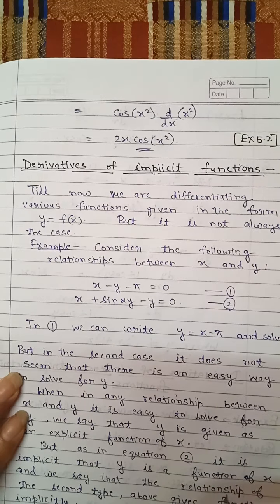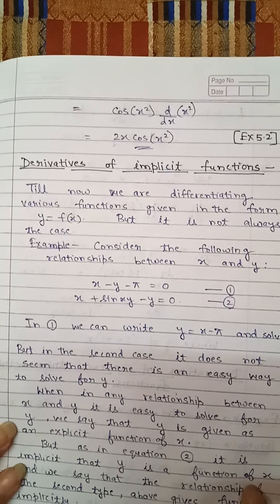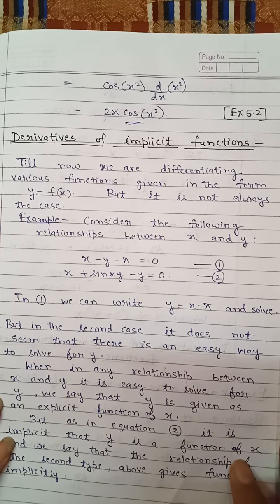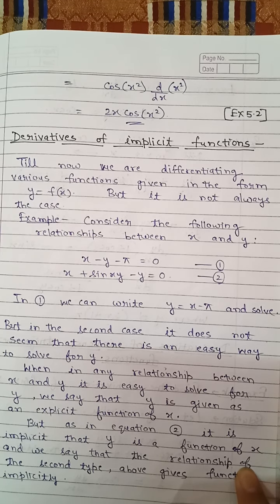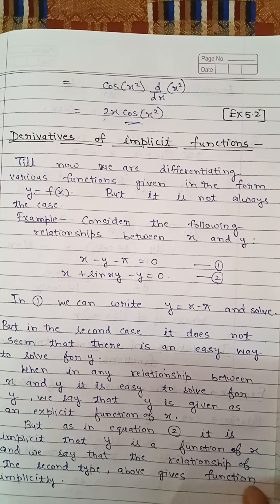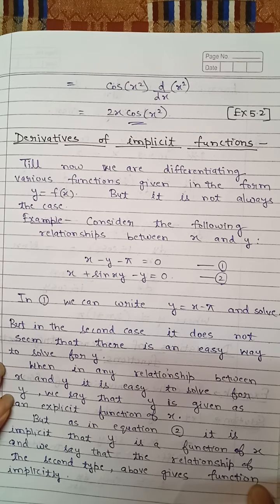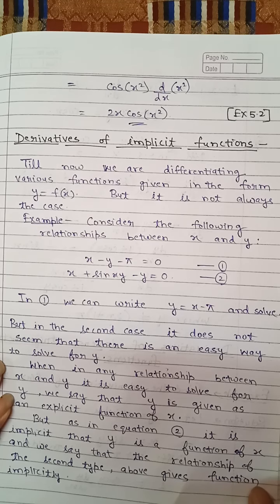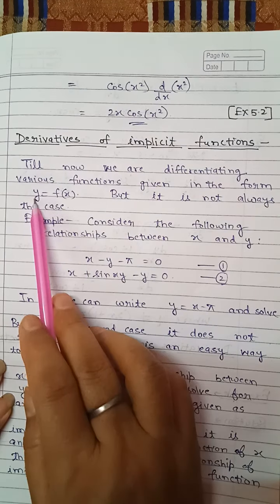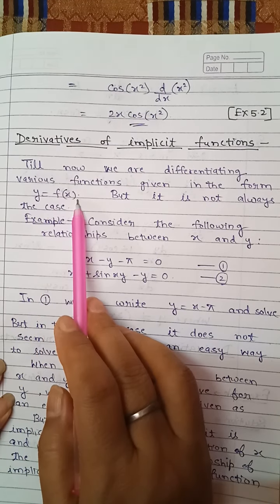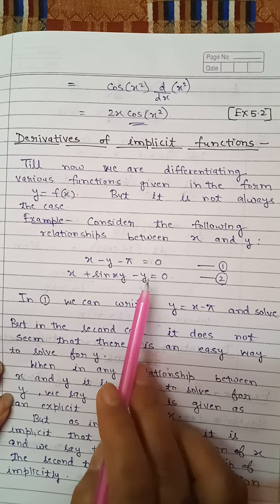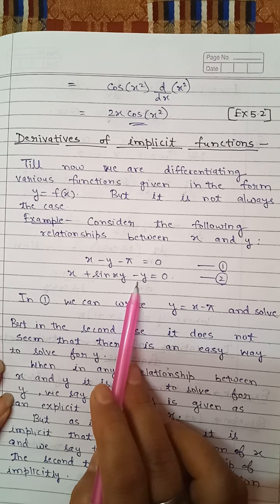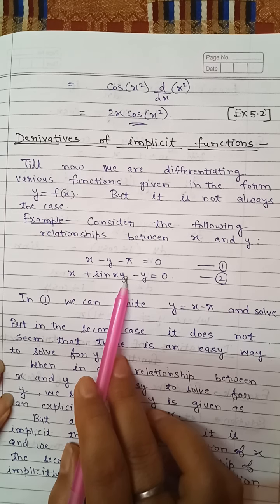For exercise 5.3, I am going to explain the implicit function and the inverse trigonometric function, and how we are going to apply them. What do you mean by an implicit function? Let's first understand this. Till now we were differentiating functions where y was always given in the form of x, so we could easily find dy/dx. Now let us see a few other relationships where we have to find dy/dx.